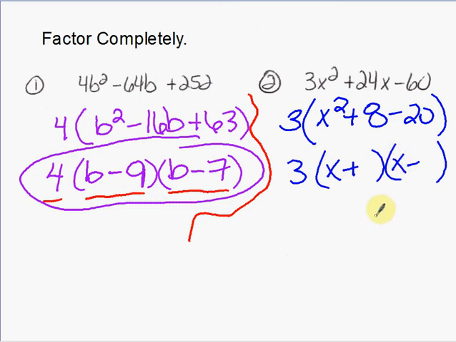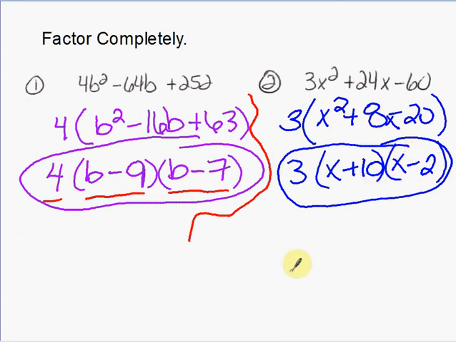And what are 2 numbers or 2 factors that multiply to give you negative 20 and add to give you 8? Well, 10 and 2 would work. Since we want positive 8x, forgot about my x right there, didn't I? Since I want a positive 8x, I'm going to make the 10 positive and I'll make the 2 negative, and that'll give me the positive 8 that I need. And we are finished.